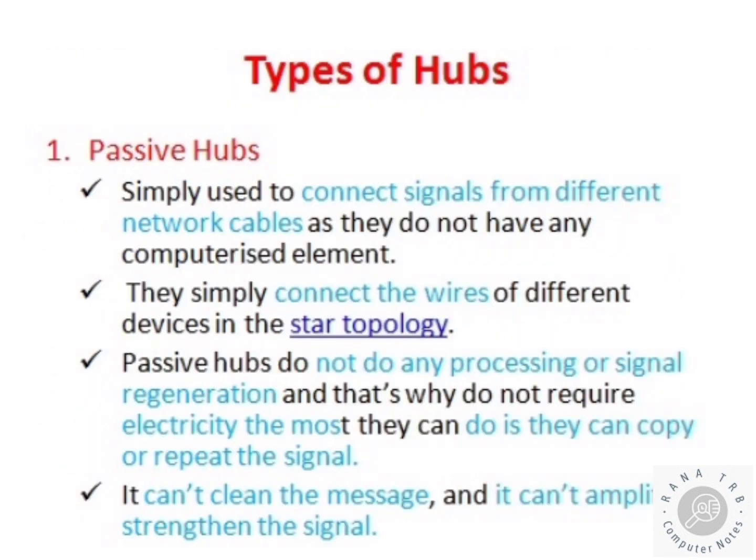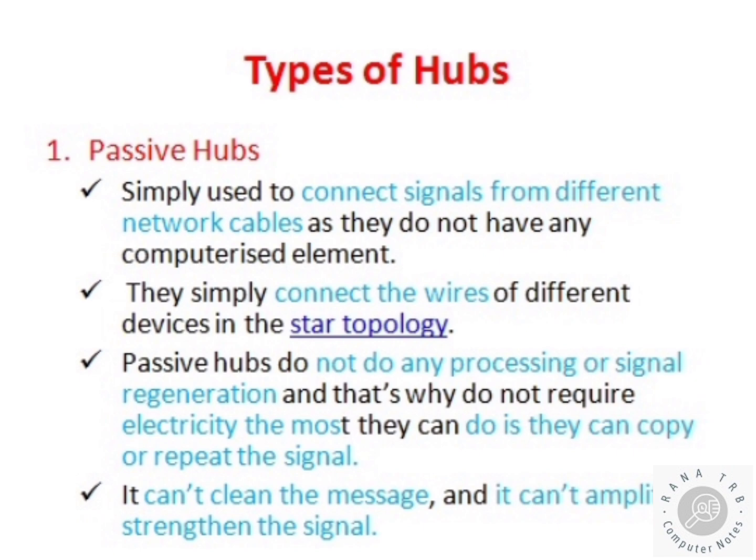So next topic is types of hub. In types of hub we are going to see three types. First one is passive, next one is active, and one more is intelligent. So first one is passive. A passive hub is simply used to connect the signals from the different network cables. For connecting the signals from the different network cables, we are using this passive hub.